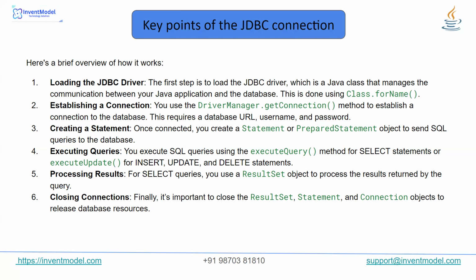Okay. So processing the result: for a select query, you use a ResultSet object to process the results returned by the query. Here you can use the ResultSet to return the output of your code from the database. After completing this process, you need to close all the connections like ResultSet, Statement and Connection. This is the final step for your connection.